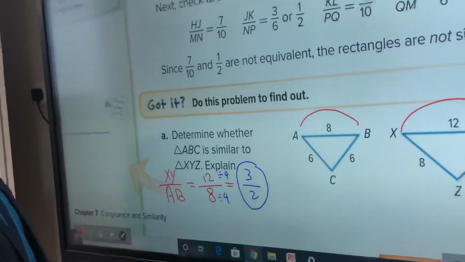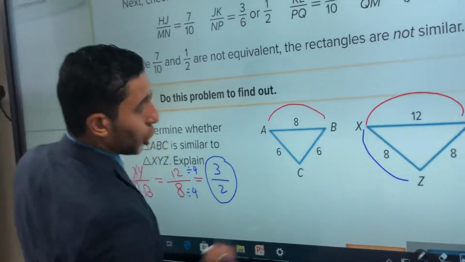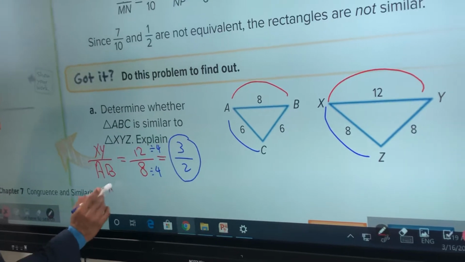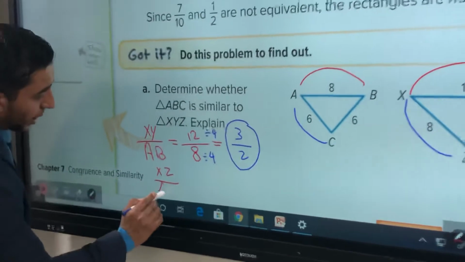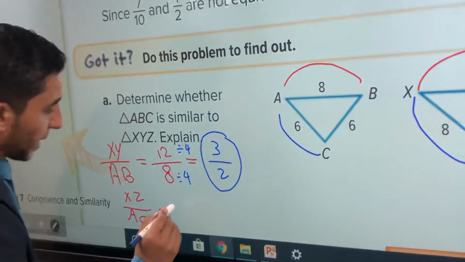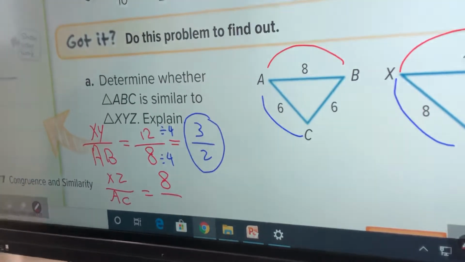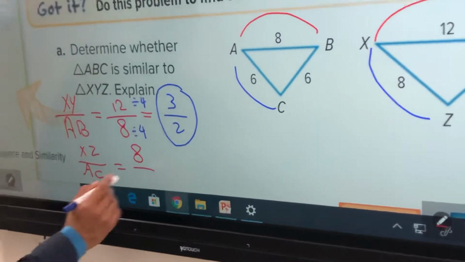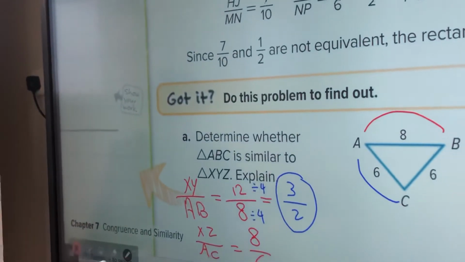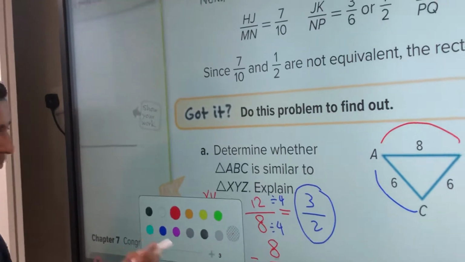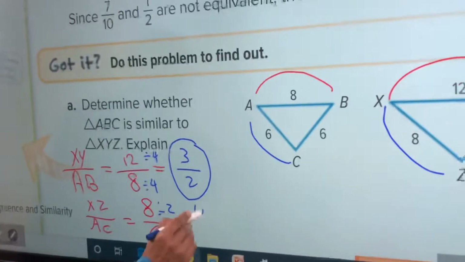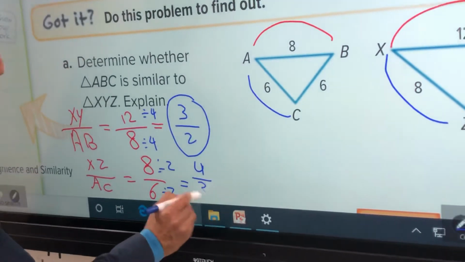Let's check it. So XZ with AC. XZ over AC. XZ equals 8, Mr. Islam, good. And AC equals 6. Divided by what? Divided by 2, up and down. 8 divided by 2 equals 4, and 6 divided by 2 equals 3.